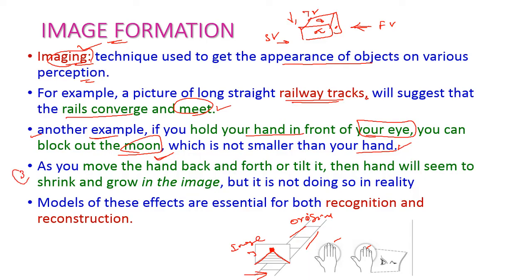And the third one: the same hand, if you move the hand front and back, you can see the hand size is increased or shrunk. But originally the size of our hand is not changed. Because of the movement, or because of the distance between the eye and our hand, the apparent hand size gets changed. So the models of these effects are essential for recognition and reconstruction.